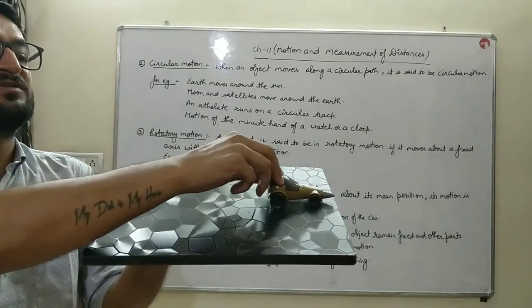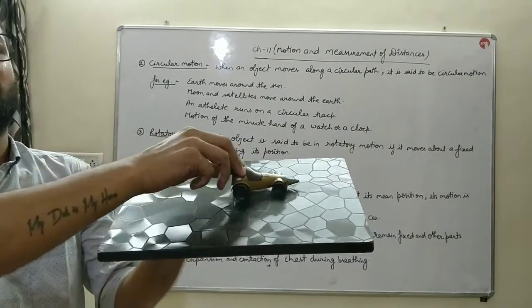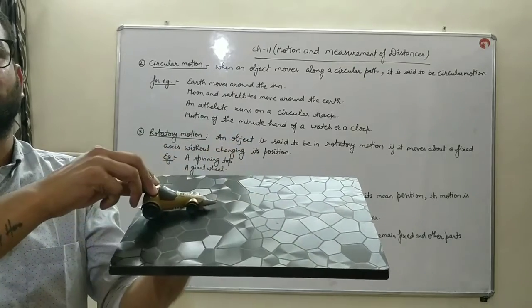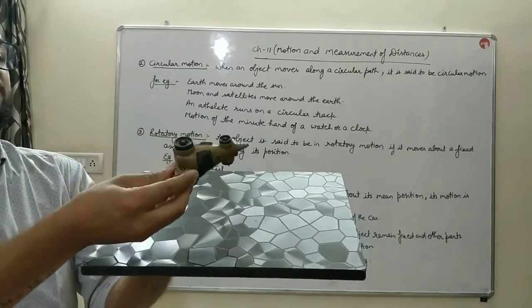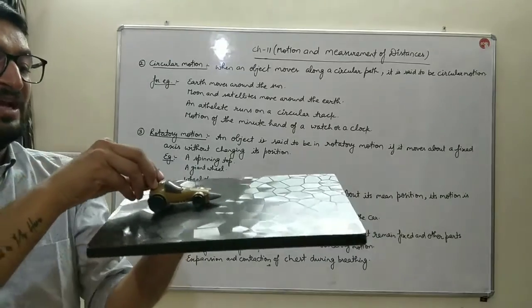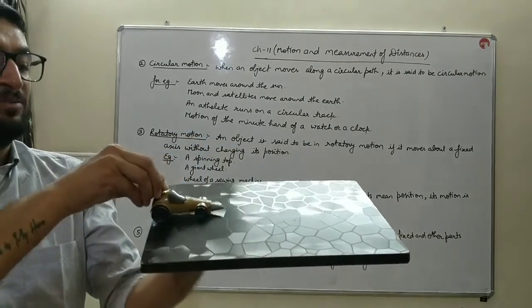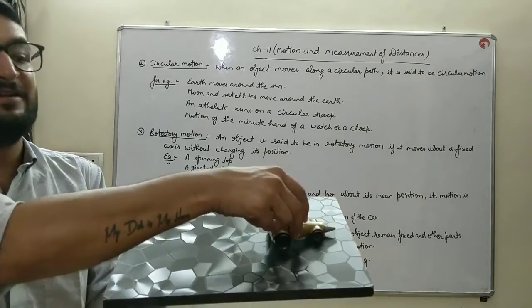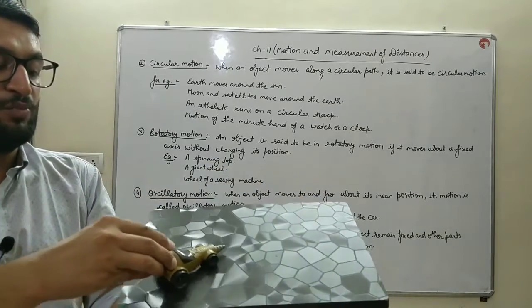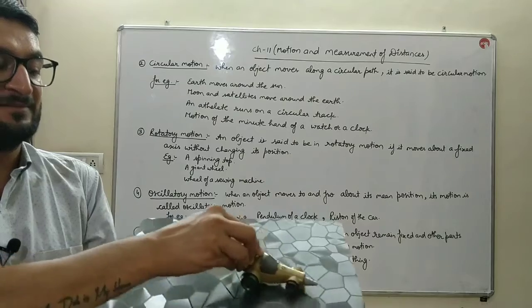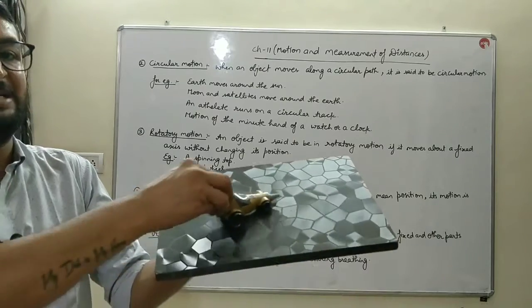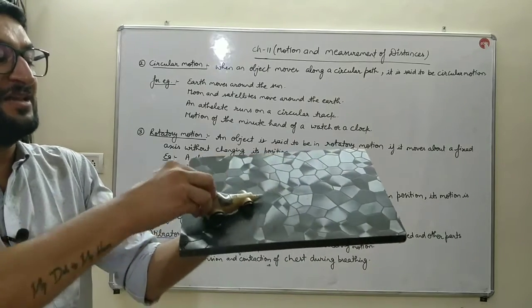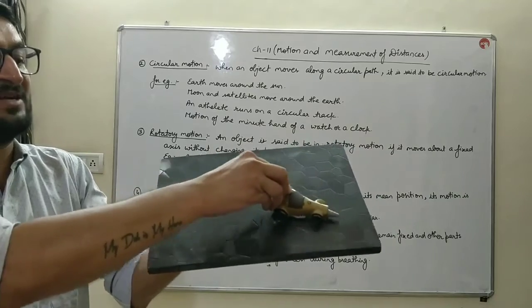This car is moving along a straight path. This is an example of rectilinear motion. The motion in which an object, that is this car, moves along a straight path is known as rectilinear motion. Whereas if this car moves along this path, then this is known as curvilinear motion. This path is a curvilinear path.